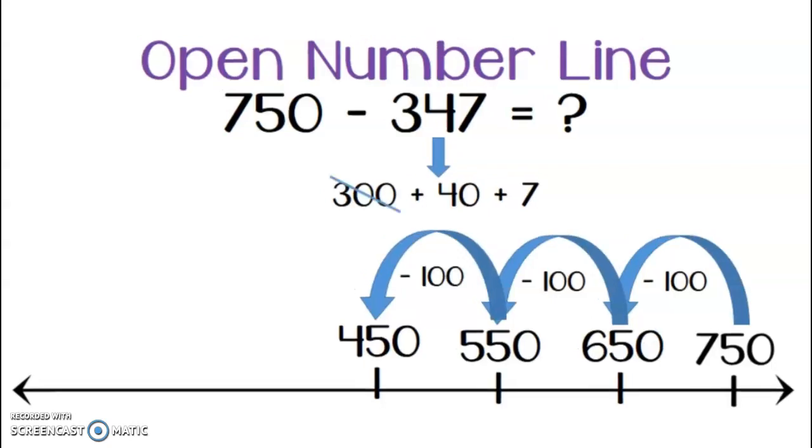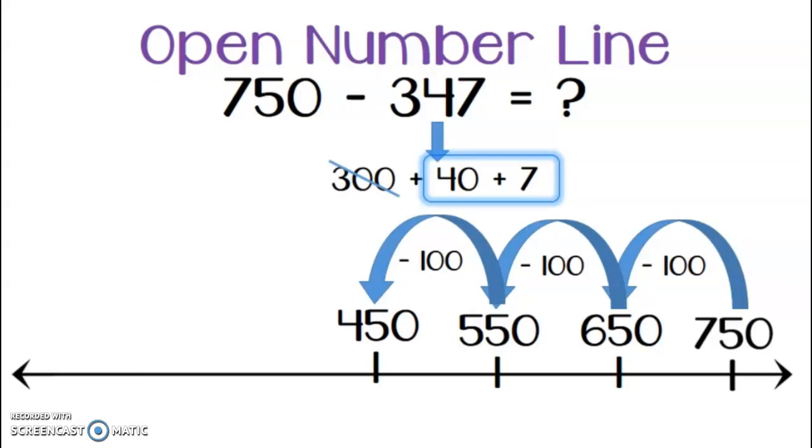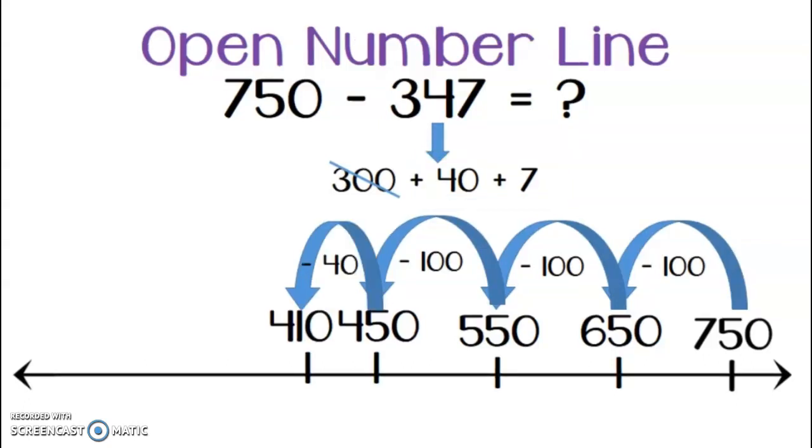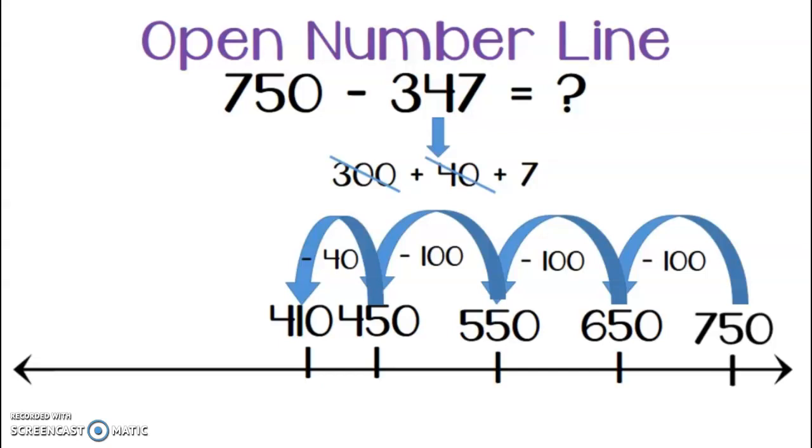I now know that I have used all of my hundreds to subtract. I'm going to go ahead and cross those out. I now have 40 plus 7 left to subtract from my number line. I'm going to subtract 40 from 450, leaving me with 410. I'm going to go ahead and cross out my 40 because I know that I no longer need to subtract that. Now I only have 7 left to subtract.